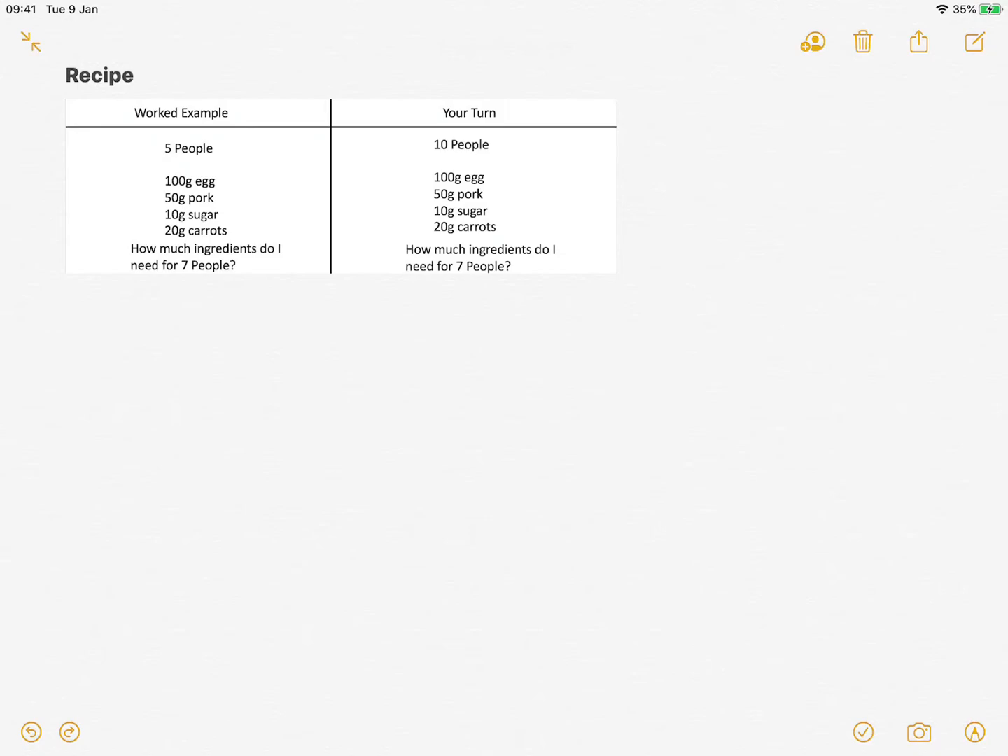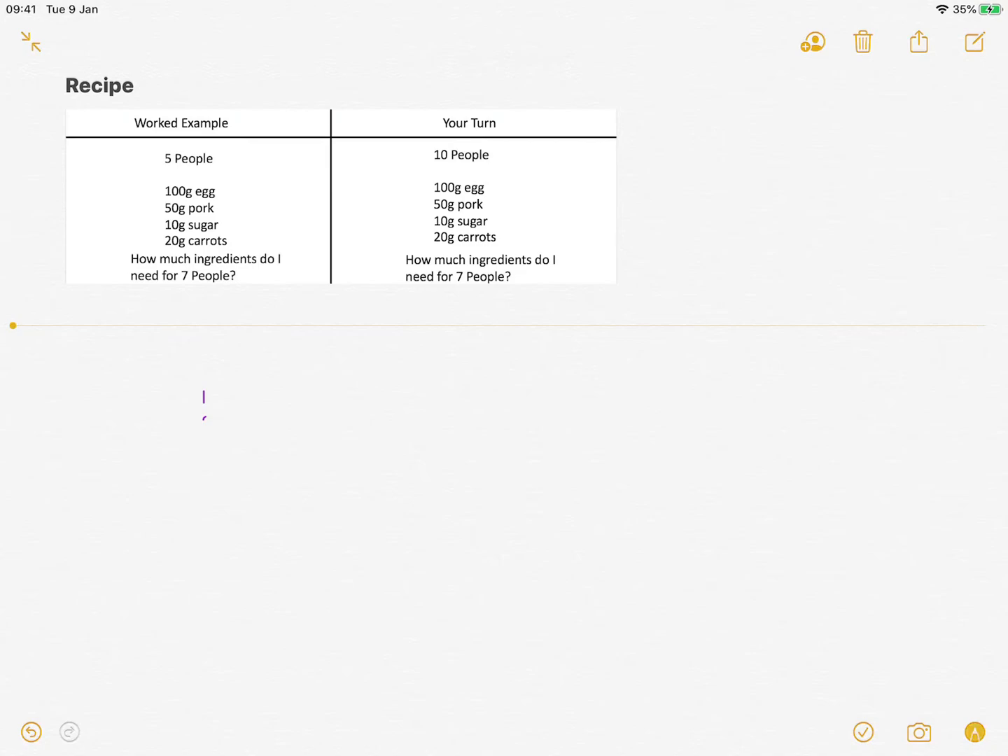Hi, Year 10. Today we're going to continue with ratio and proportion, and we're going to look at how ratio might come up without directly using the two-dot symbol that we're used to. So it might not necessarily have the ratio symbol, but it's still a ratio question. One of those is recipe questions. I'll do the one on the left, then you can have a go at the one on the right.